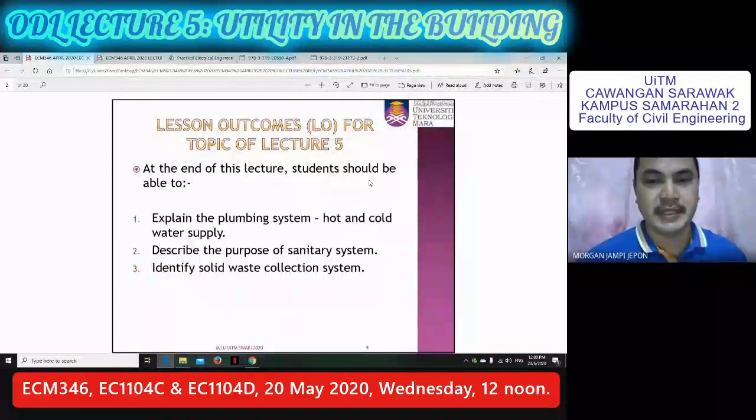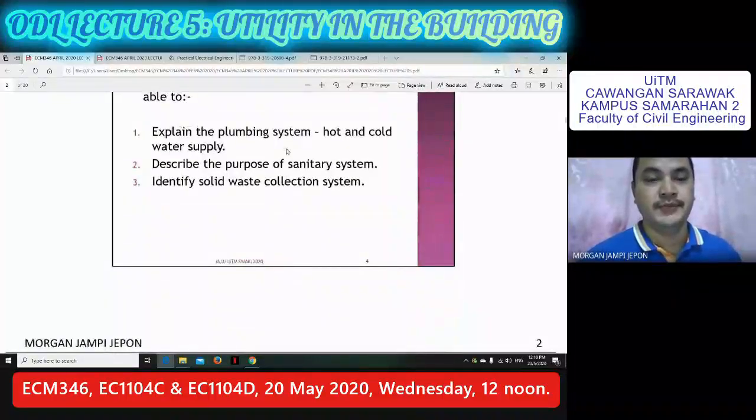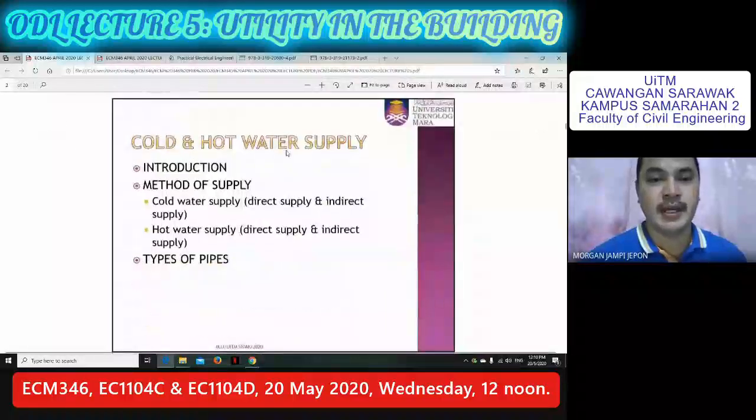At the end of this lecture, students should be able to, first, explain the plumbing system, hot and cold water supply. Number 2, describe the purpose of sanitary system. And number 3, identify solid waste collection system in the building, right? So first one, cold and hot water supply.